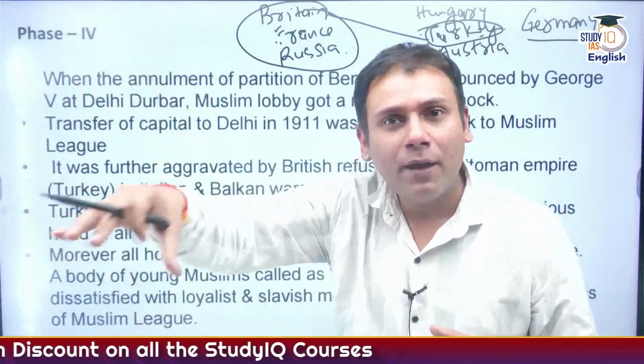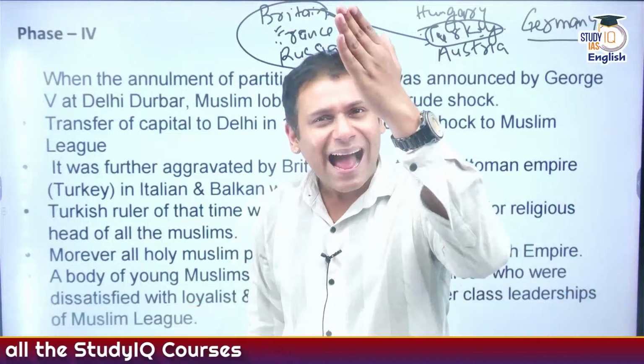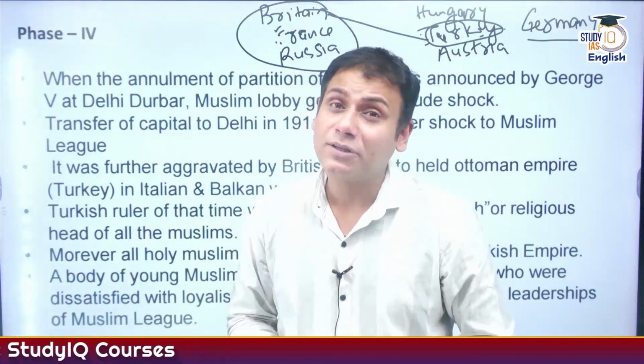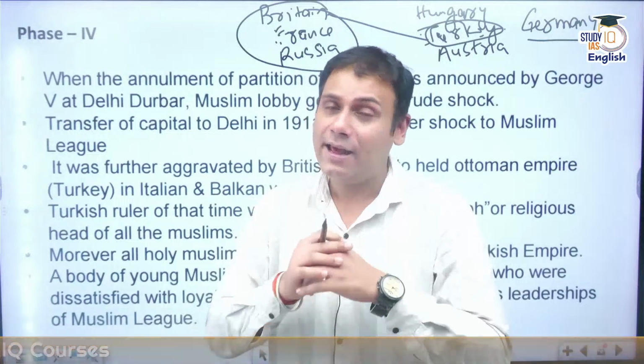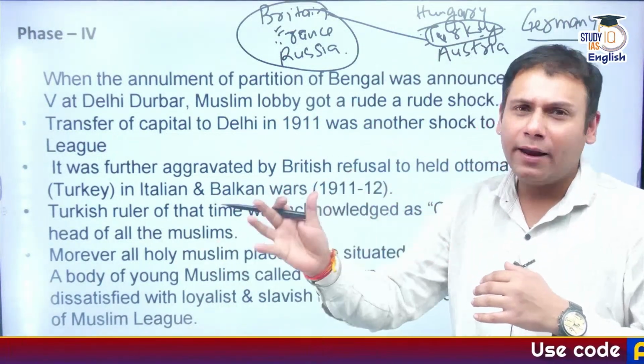Entire Turkey was being destroyed. A democratic government was being introduced in Turkey. Muslim symbols were being destroyed. This actually hurt the sentiments of the Muslims, particularly in India. Correct? So already the situation has been created.